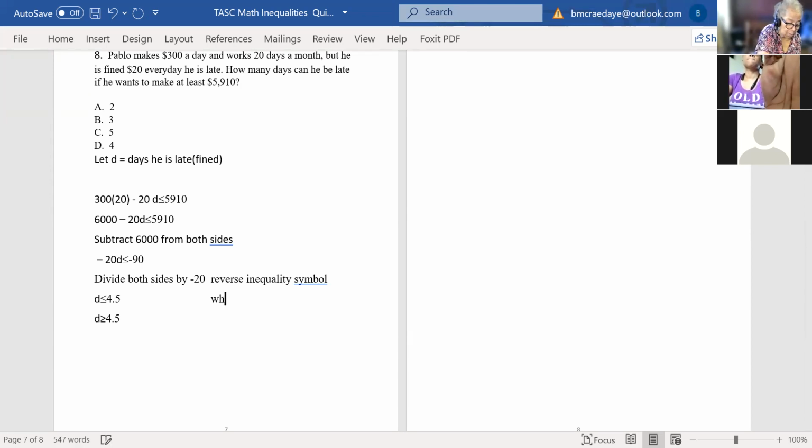When you divide or multiply by a negative number.